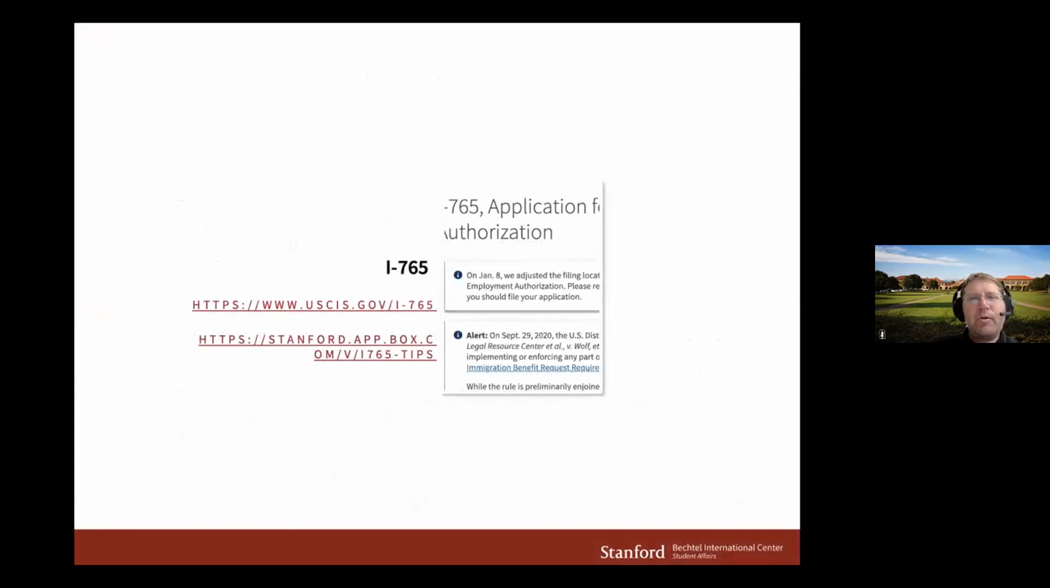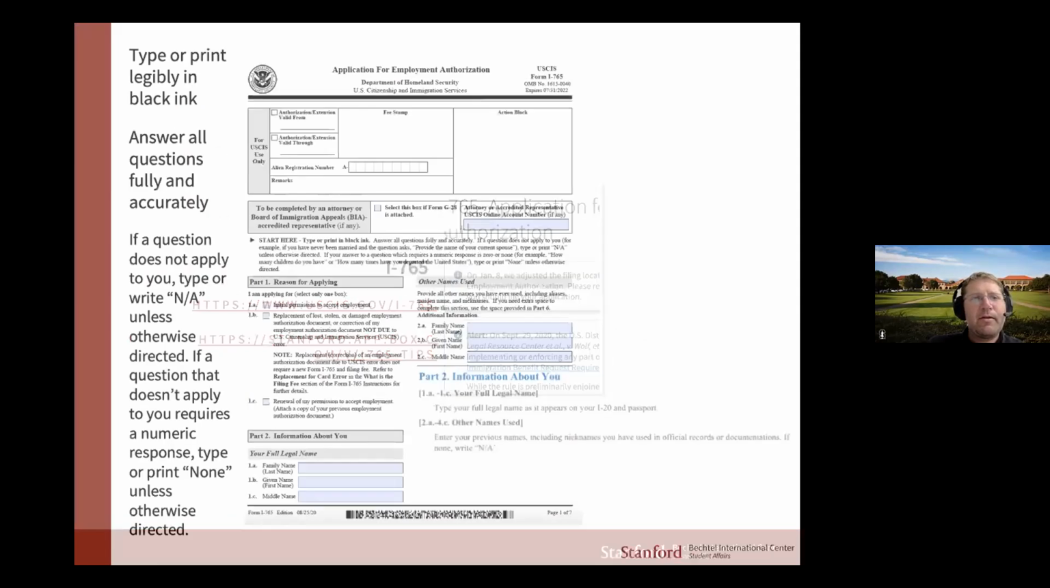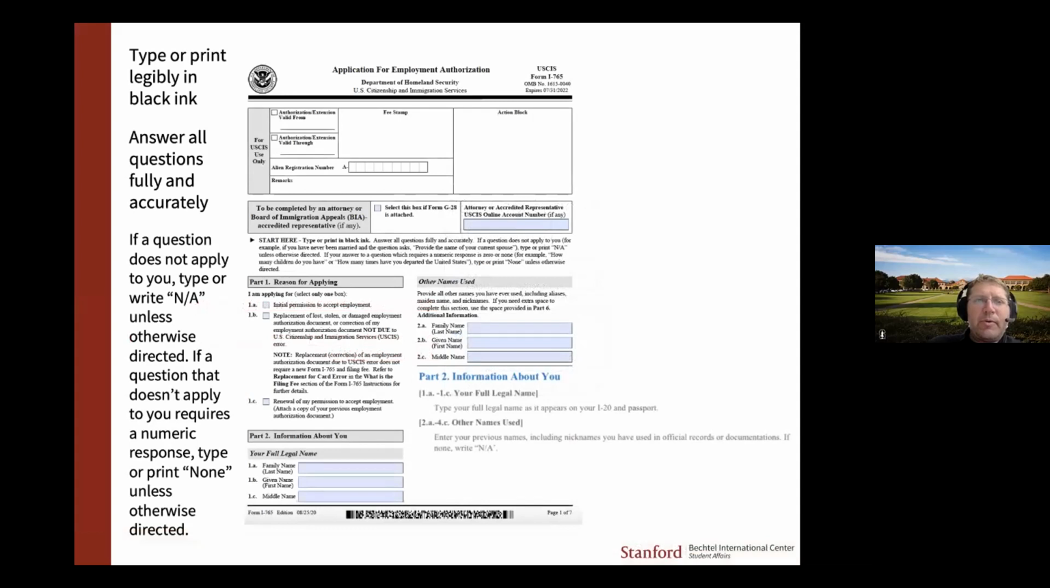All right, so let's drill down into the I-765. We're going to go through the I-765 page by page. And I've also, in this PowerPoint, pasted in the tips that apply to this section that we're looking at. To begin with, you'll be either typing into this PDF of the I-765 or printing neatly in it. If you're going to print, you have to use black ink. That's the only color they will accept.